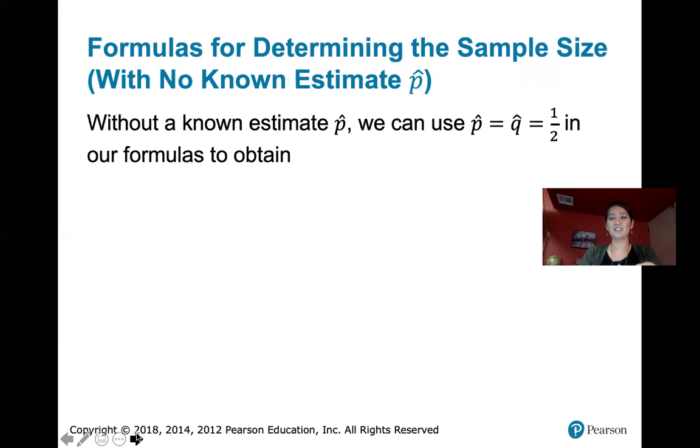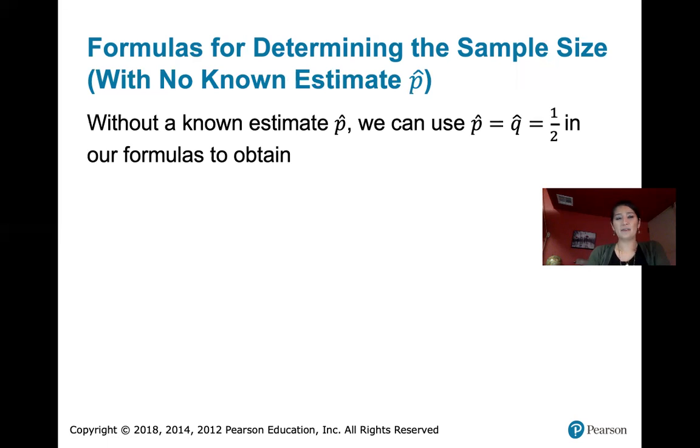Now, if we don't have a prior estimate for P hat, in that case, we tend to use P hat and Q hat both equal to 1/2. We say we don't really know what P hat is, so our best guess is 1/2. Then we have a probability of success of 1/2 and a probability of failure of 1/2, because we really don't know what's going on. So we're just going to use 1/2 for both of those.